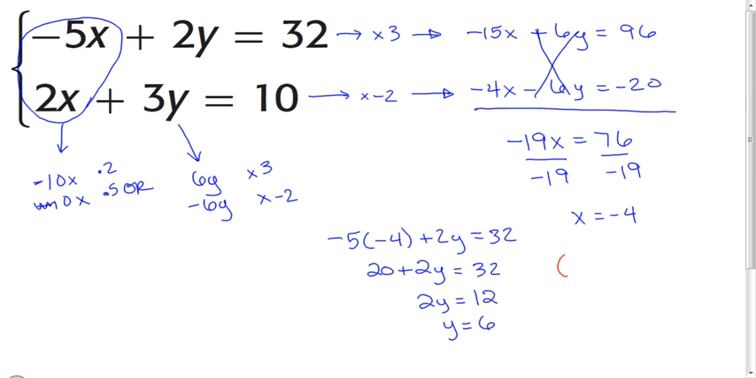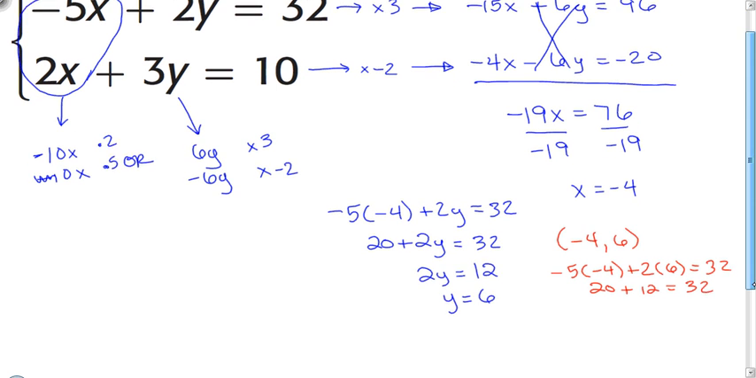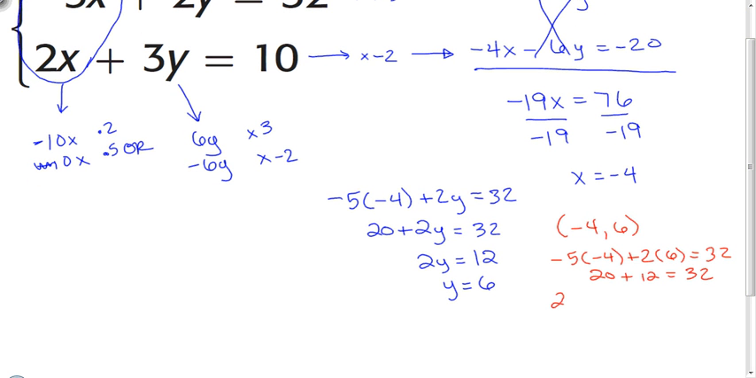And just like always, because even I make mistakes, we're going to check our answer. So I've got negative 5 times negative 4 plus 2 times 6 is supposed to give me 32. So I get 20 plus 12, and that one works, but one equation isn't enough. It has to make them both work. So I'm going to check in the second equation and see that 2 times my x plus 3 times my y is going to give me 10. So here I get negative 8, and here I get 18, and they do add up to 10. So now I know for sure that I got this right.